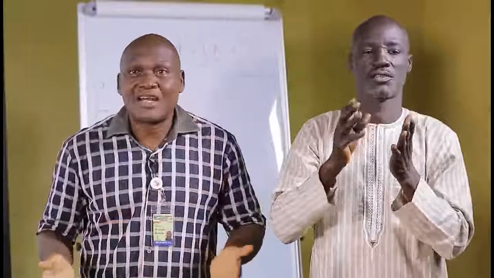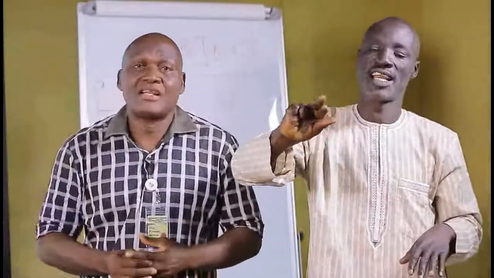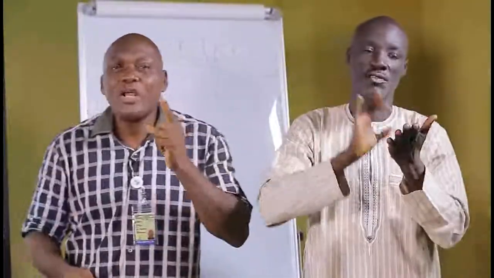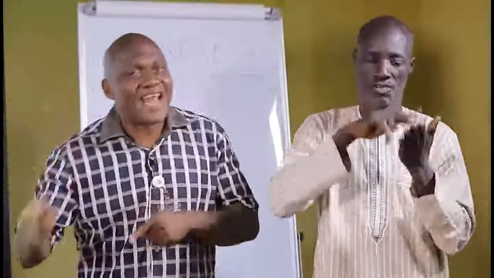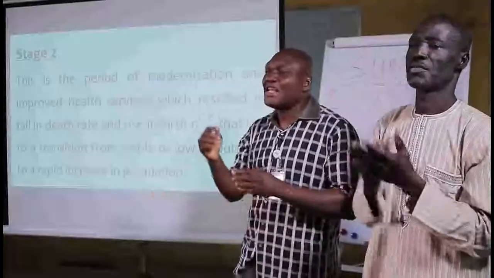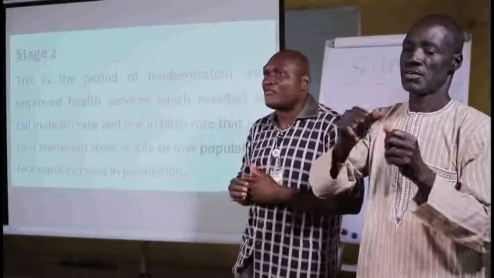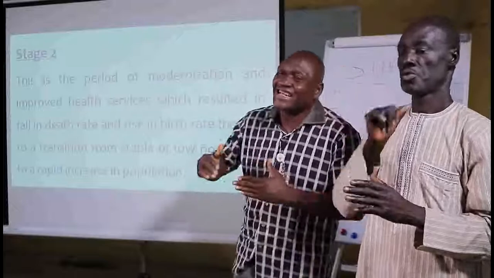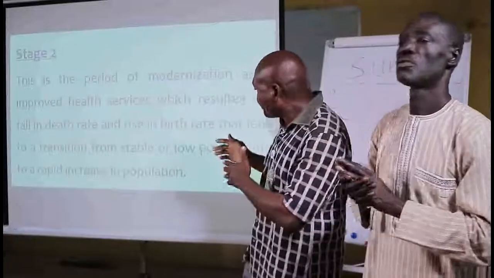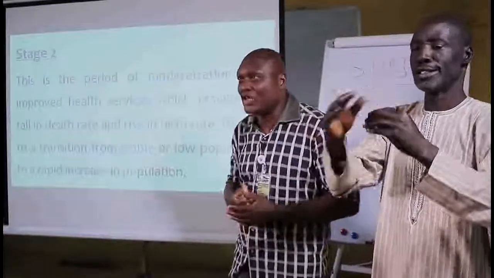Formerly, people died of malaria anyhow. But today, with just a little malaria, you take a little tablet and you get okay. So there is improvement in medical services, as a result of which people no longer die the way they used to die before. And they have not done anything about tackling the high birth rate. So instead of a stable population, we now have a rapid population increase.